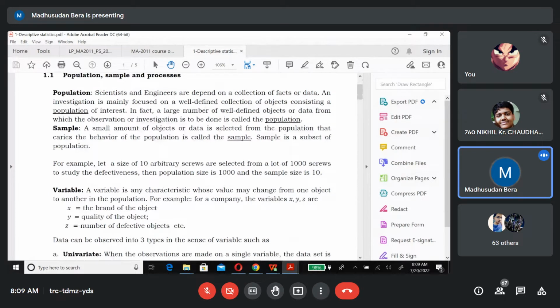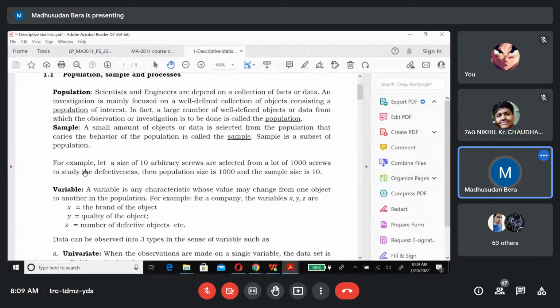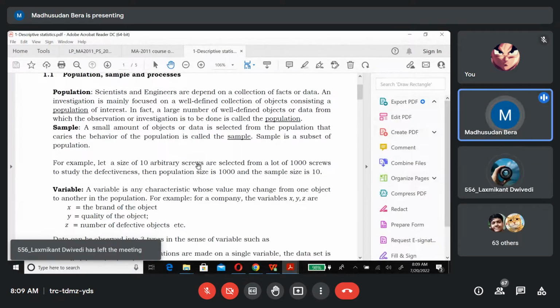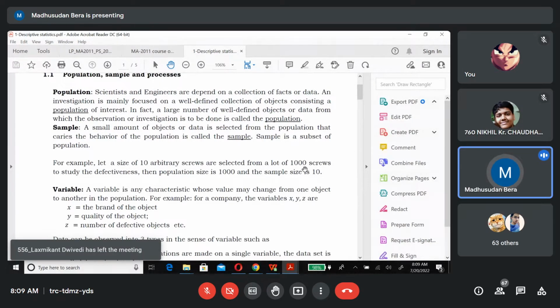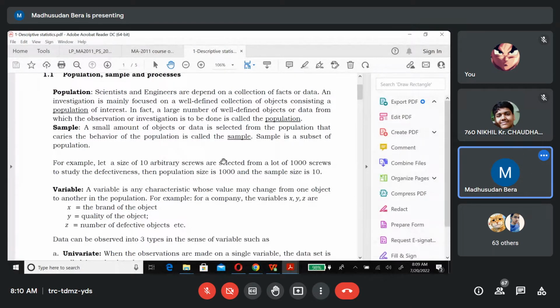Okay. Then here one example is given. Ten arbitrary screws are selected from a lot of 1,000 screws to study the defectiveness. Then what is the population size? The total number of screws, that is 1,000. The population size is 1,000. The sample size is 10. Now whatever collection we are taking, that is called data. So now we will define variable. So the population and sample concept is okay.